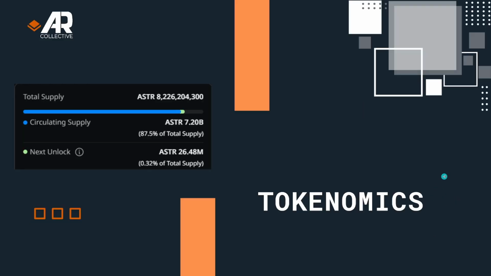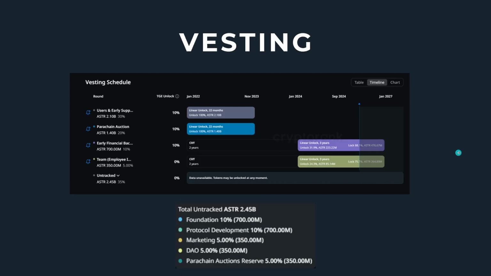So tokenomics, as I said before, ASTAR has been around for a while. That means almost all of their supply is released on the market. As you can see on the picture, 87.5% of the total supply is already released on the market. They have a couple unlocks. For example, this 26 million tokens, but it's not really significant, 0.3% of the total supply, but most of the tokens are released. So let's go to the next slide.